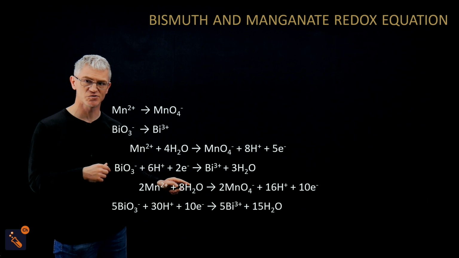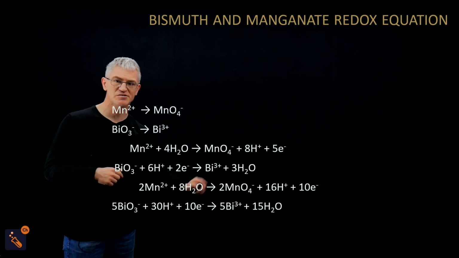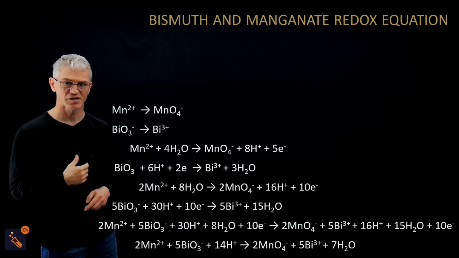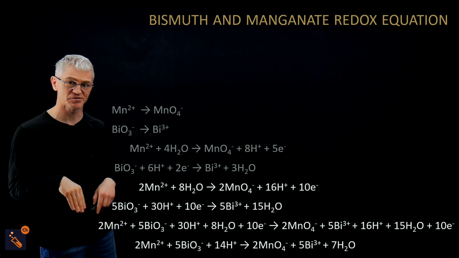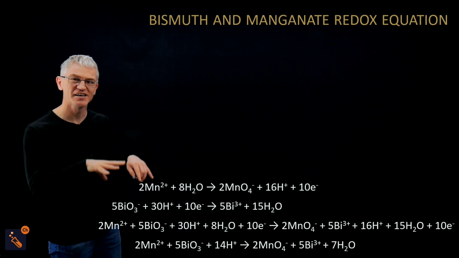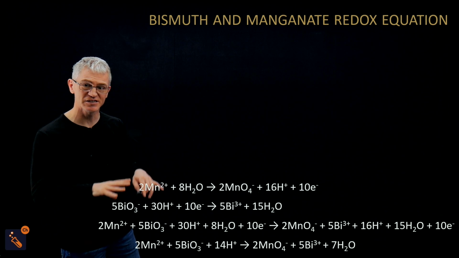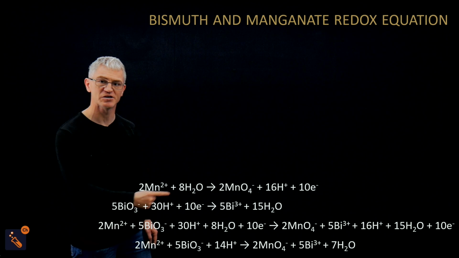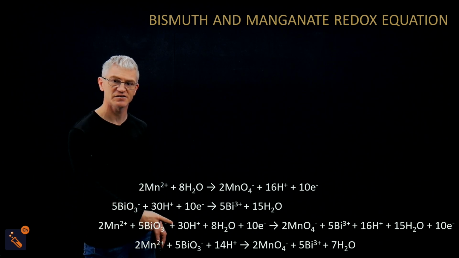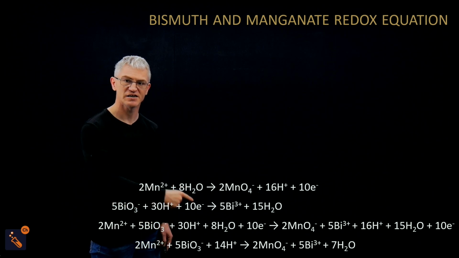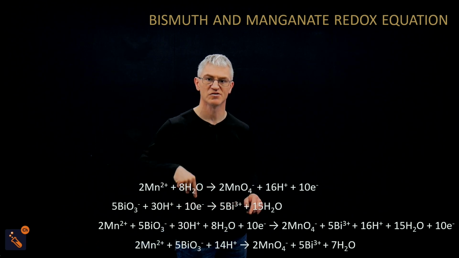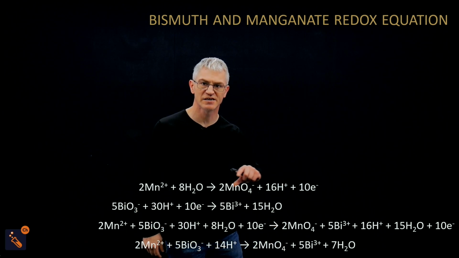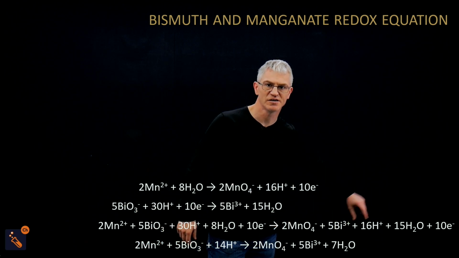But also notice there's water on this side and water on this side, and there's H+ on this side and H+ on that side, which means everything's going to cancel. So this looks very complicated, so I'll get rid of some of it. You've combined these two half equations to make this one. So look, 2Mn2+ plus 5BiO3-, 30H+ which is here, 8H2O, and your 10 electrons from this side. So this bit is all here. And then adding all those two together, you get that one there.